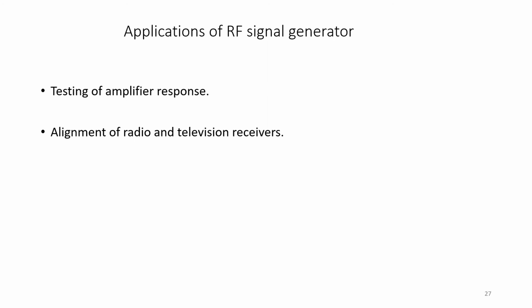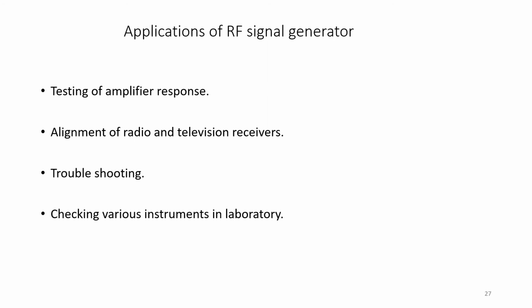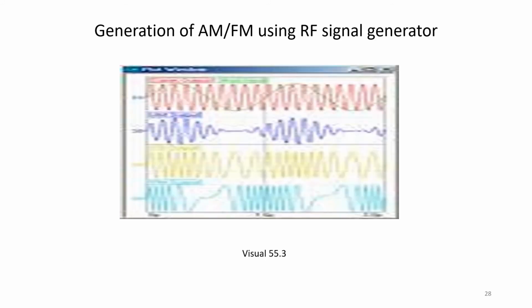So here, testing of amplifier response, alignment of radio and television receivers, troubleshooting in radio and television receivers, checking various instruments in the laboratory, generation of AM, FM waves. So this is AM and FM using an RF signal generator.